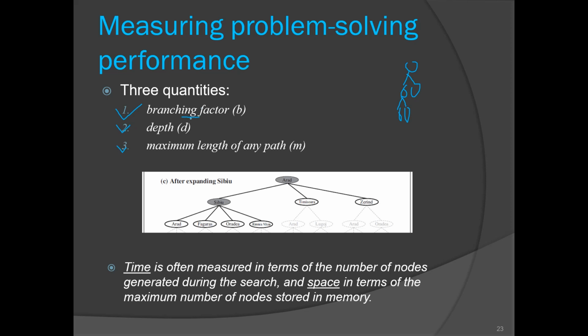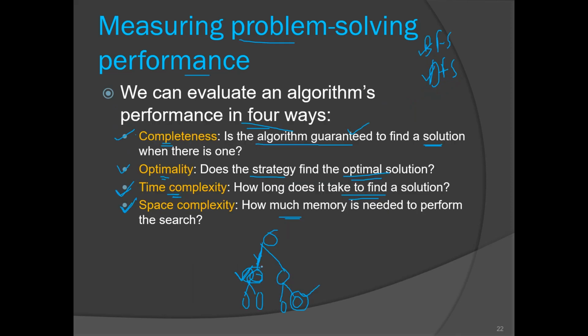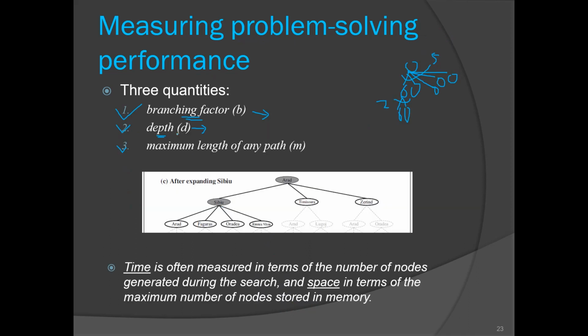First one is the branching factor. This is the maximum number of successors any node can have. In this example, the branching factor for this node is 5, and the branching factor of this node is 2. So the branching factor is the maximum number of successors any node can have. Depth is the depth of the shallowest goal. The shallowest means the closest one, right? The shallowest goal is this one, and its depth is 1. The depth of this other solution is 2, 1 plus 1. So depth is the depth of the shallowest goal.